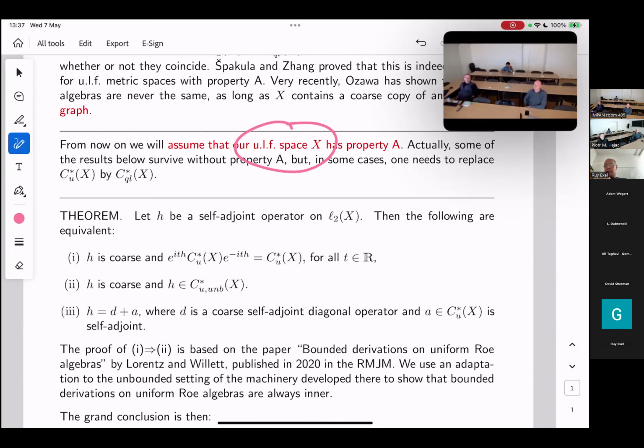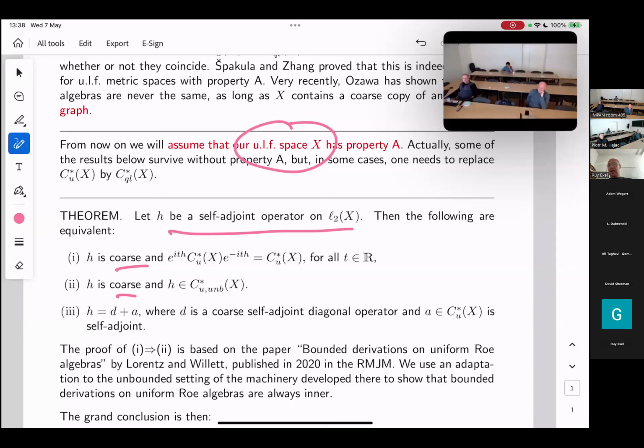Here is our answer to question 2. When is the uniform Roe algebra invariant under conjugation by the exponential? So take a self-adjoint operator H, and the following are equivalent. You will notice that coarseness is showing up here in the hypothesis, in the conditions. Of course, we would very much like to get rid of this part of the hypothesis, but we cannot say much about operators beyond the coarse realm.